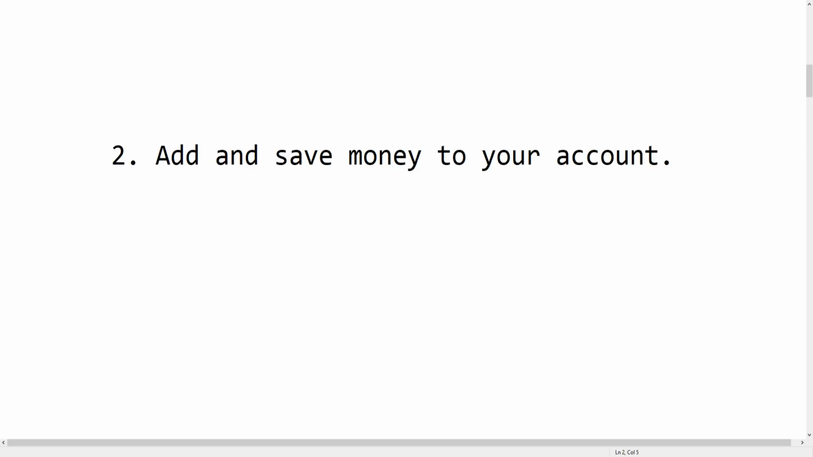Add and save money to your account. I will explain that because a lot of people have a naive idea about the trading business. Naive means they are innocent. They don't know what's going on, and they don't know how wealth is made.